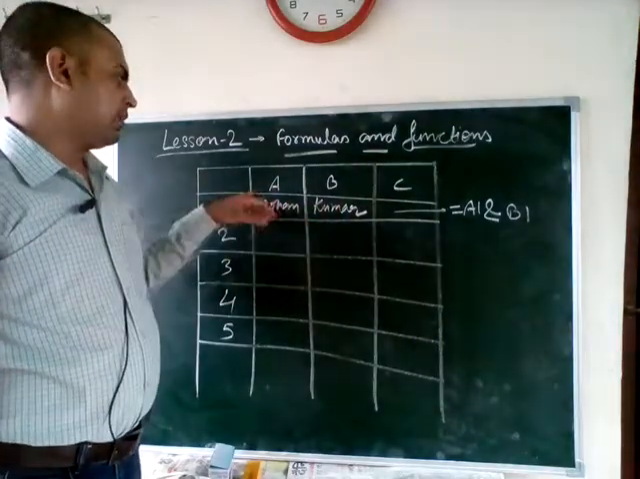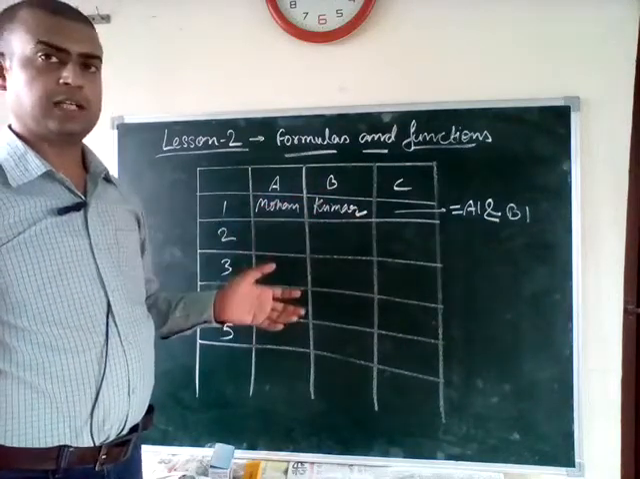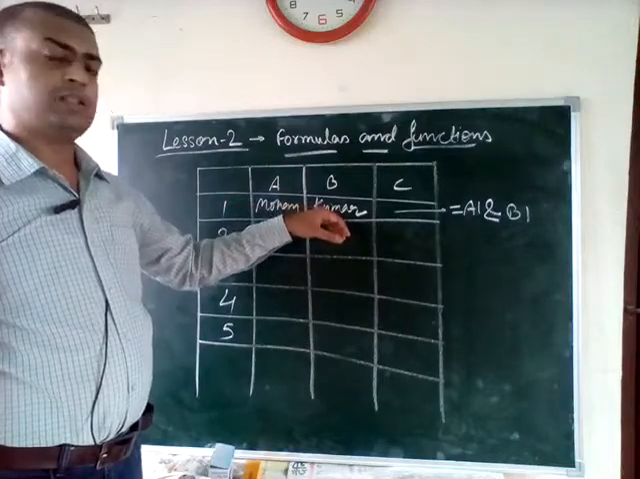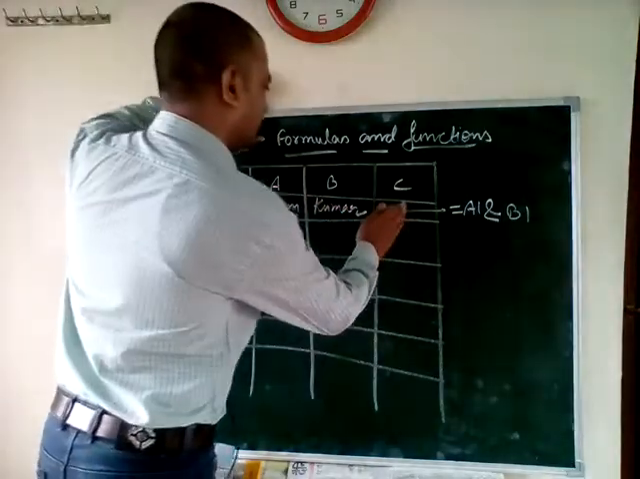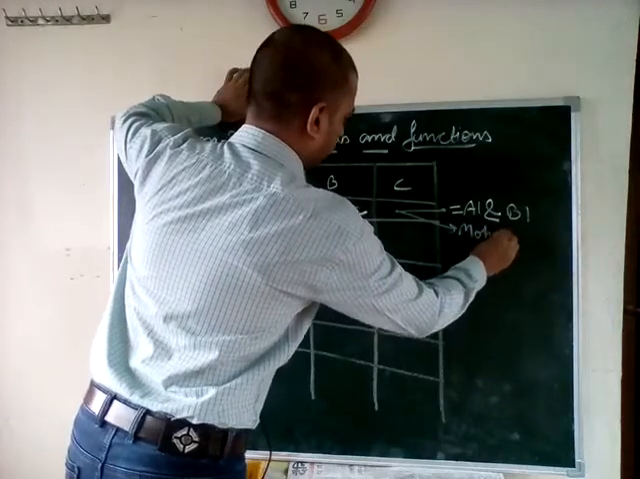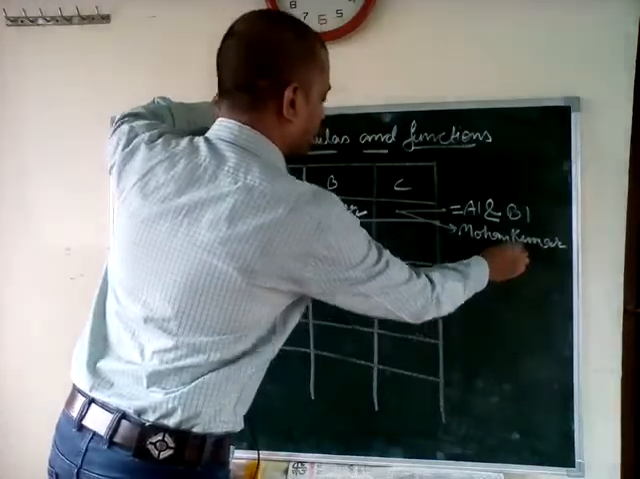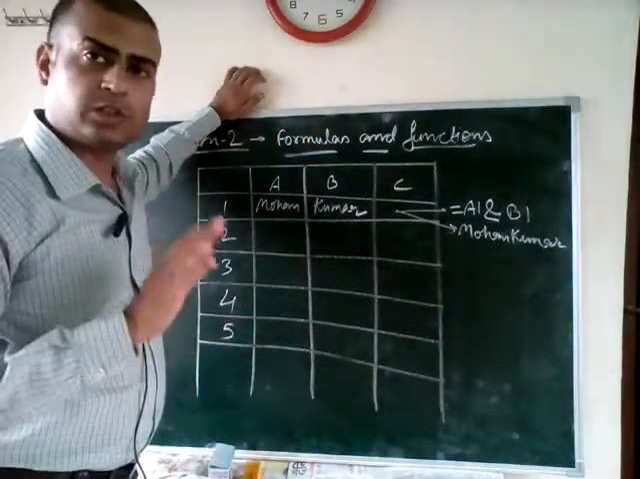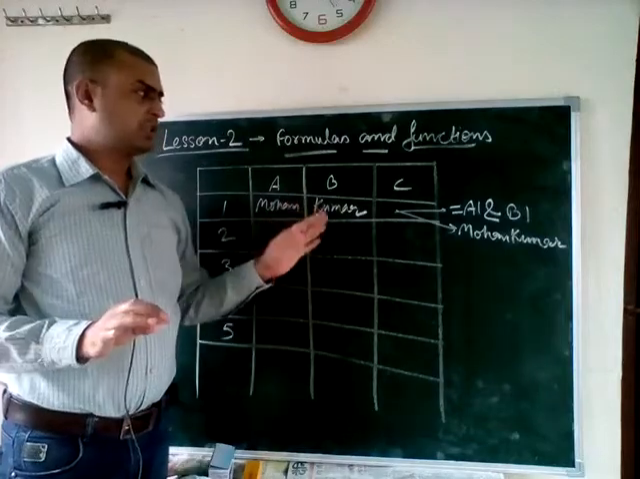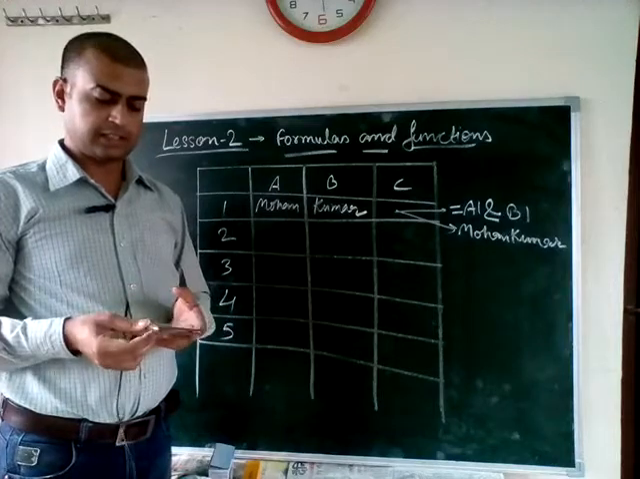So I have given A1. In A1, Mohan is written, and the ampersand means concatenate. What will it join? It will join B1, because I have written Kumar here. So my answer will come in this cell: Mohan Kumar, and no space will be there. It will not give you any space. So this is called the text formula. The text formula will be used like this.